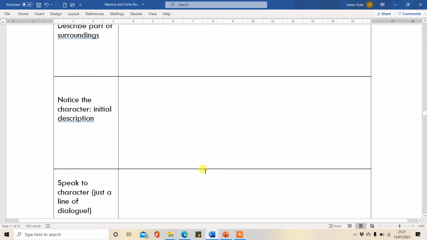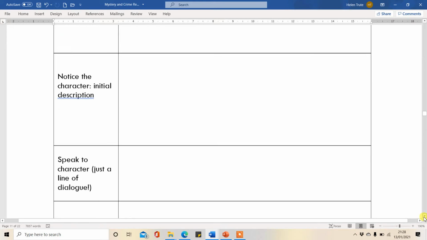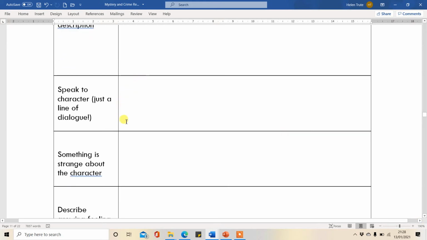Now, then you're going to notice the character. So initial description. From a distance, there's going to be nothing wrong, although you might sit there going, what's that person doing there at this time? Now, this next bit is tricky. A lot of people overuse dialogue. You are only allowed one line of speech, one line of dialogue in this whole thing, and it's going to be the line of dialogue that your character speaks to whoever the strange person is that they meet. What are they going to say? Choose your words carefully.